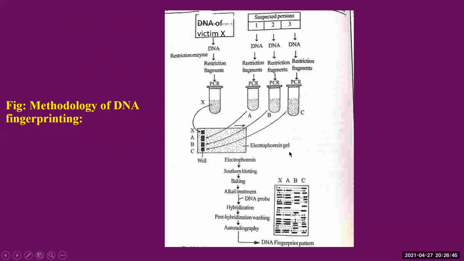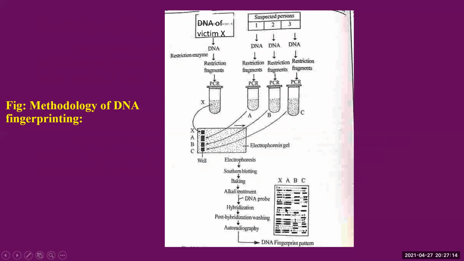Once the gel electrophoresis is over, Southern blotting is done to transfer the DNA fragments on the nitrocellulose membrane, baking the membrane, okay, treating with alkali and all, baking the membrane, and then incubation at 60 degrees with the DNA probe. Allow the hybridization to undergo, wash the unbound probes, then perform X-ray autoradiography and study the autoradiogram.